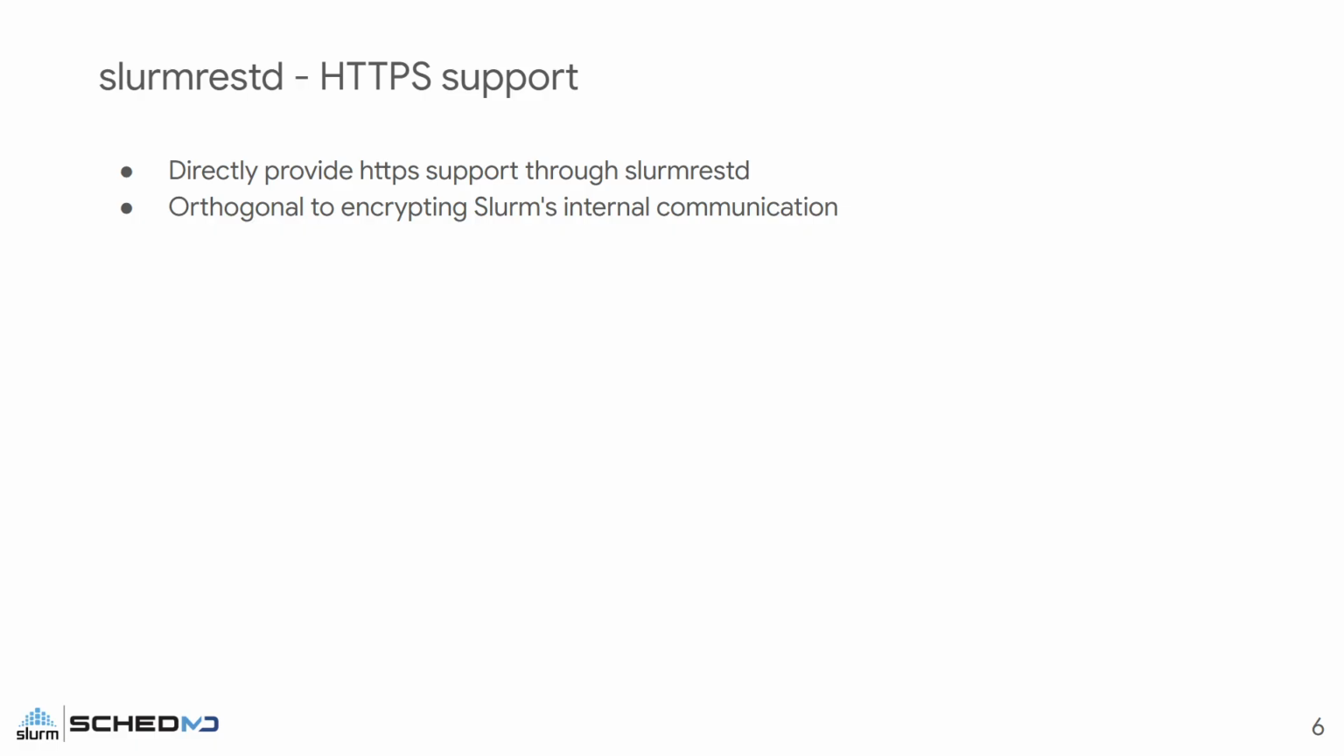Adjacent to this is this idea of HTTPS support for the Slurm REST daemon. This is orthogonal to whether or not you encrypt Slurm's traffic. So you can run Slurm REST with HTTPS support enabled while still leaving the cluster communication unencrypted. You can encrypt all of the cluster communication while leaving Slurm REST just running with HTTP support, or you can turn it on throughout. But building again off that same underlying S2N TLS library.